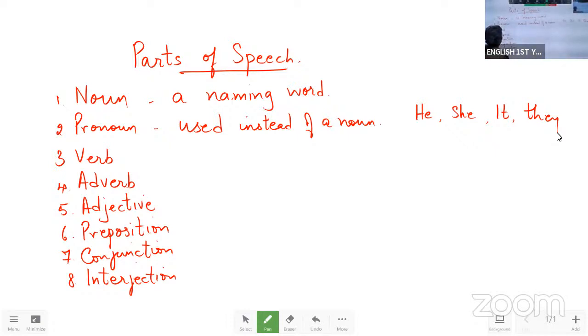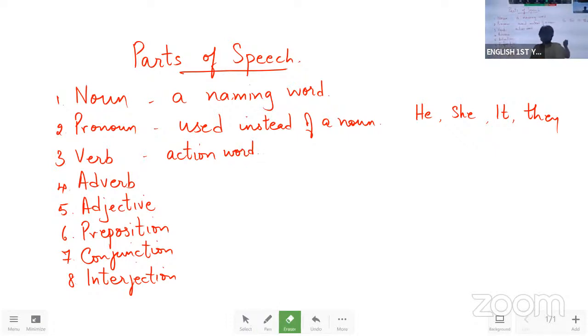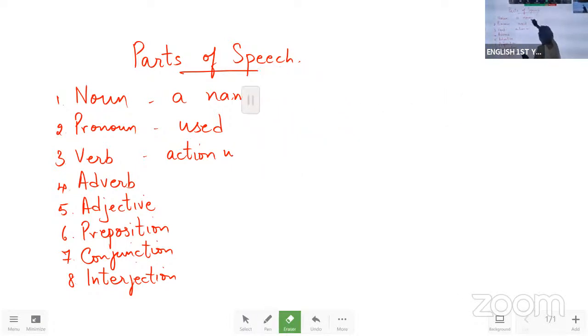Now coming to verb, this is very, very important because many children, when we ask what, they just say action word. But it is more than action word, children. To draw the tree diagram, I need the board. So I'm going to wipe out the definitions.